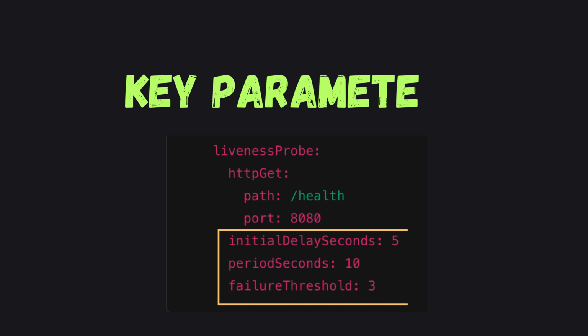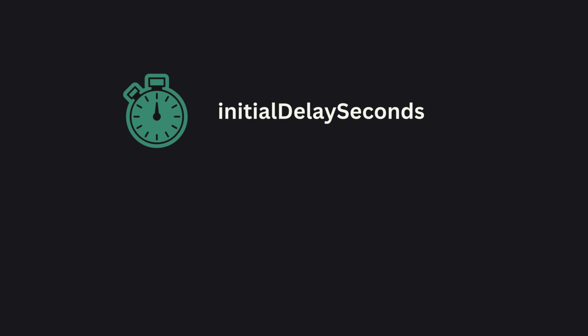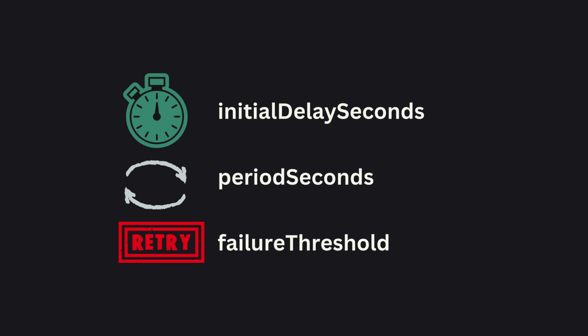Key parameters of liveness probe include initialDelaySeconds, which means wait time before the first check, periodSeconds, which means how often to check, and failureThreshold, which means how many failures before restarting.